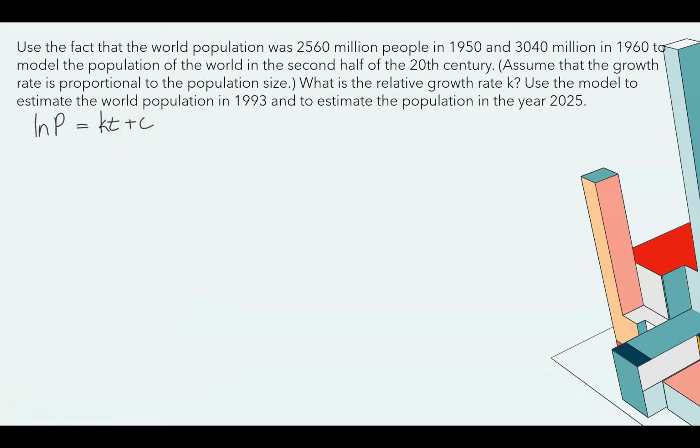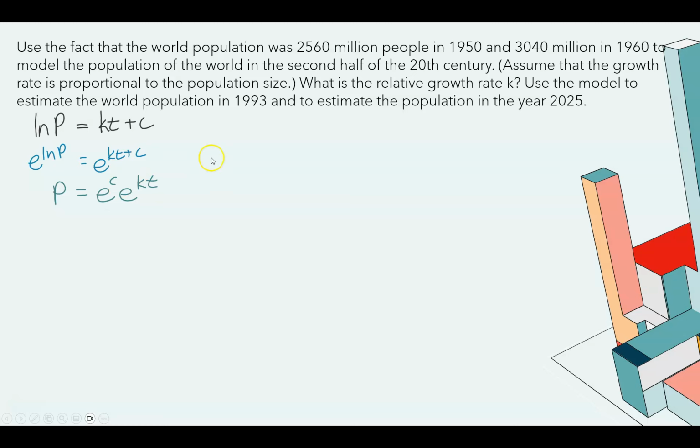Okay. Well, we need to find k, and first, let's get population on its own. So e to the power of natural log of p is equal to e to the power of kt plus c. And so population is e to the c, e to the kt. And again, we know that this e to the c, or at least I do, hopefully you do, that's going to be the initial amount.